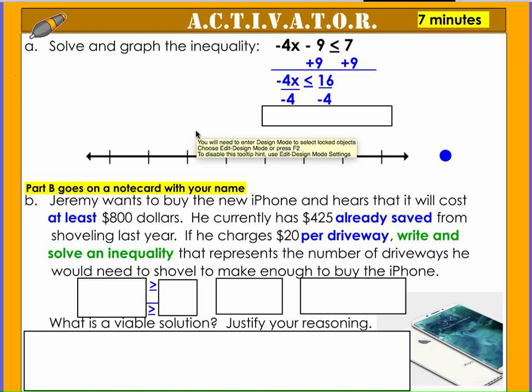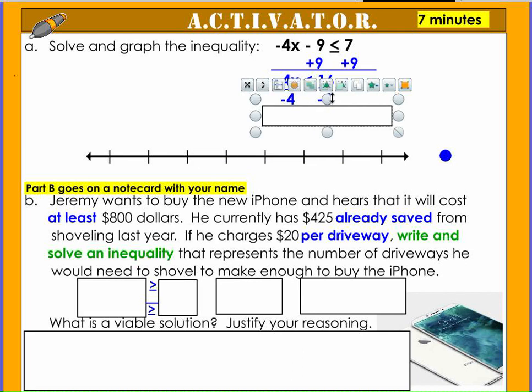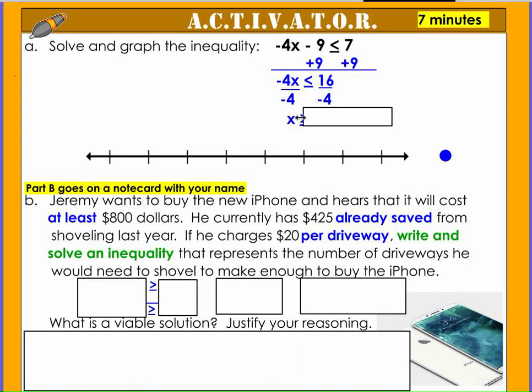Hopefully some of you are saying to yourselves, or maybe you said it out loud, that when I divide by a negative, I have to flip the sign. So when we divide by negative 4, that negative 4 and this negative 4 are going to cancel and leave us with just x. And then our sign flips and becomes greater than or equal to negative 4.